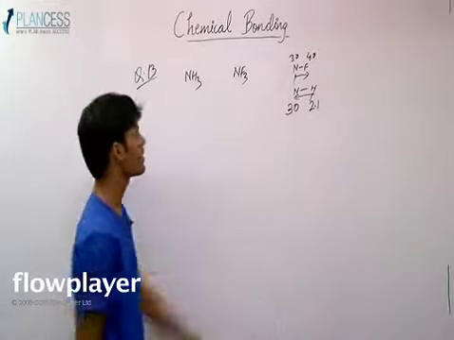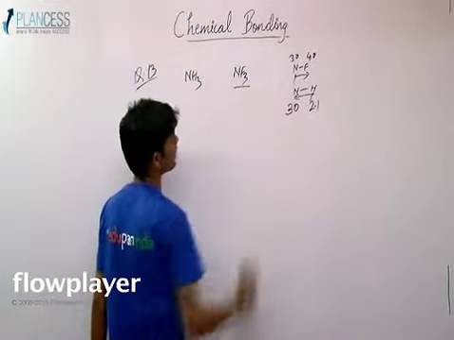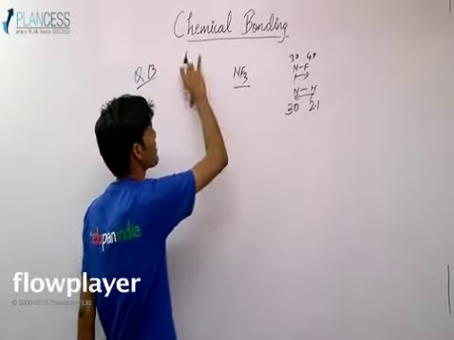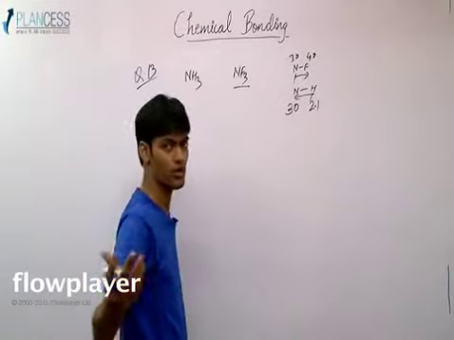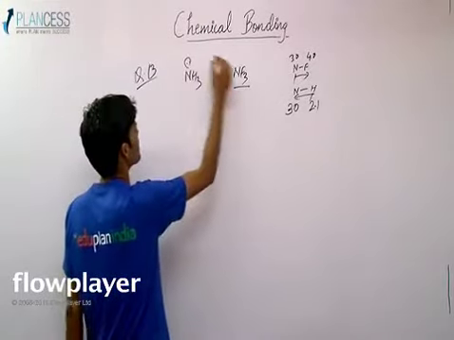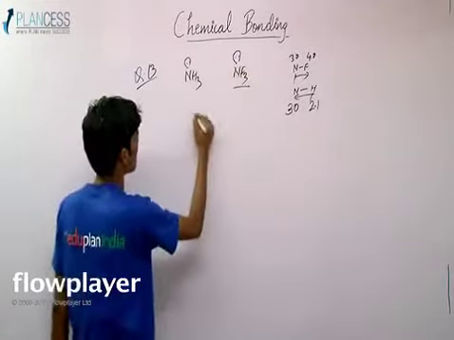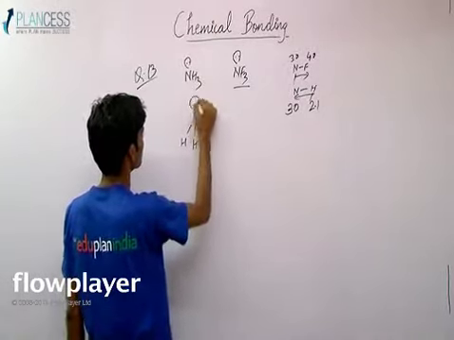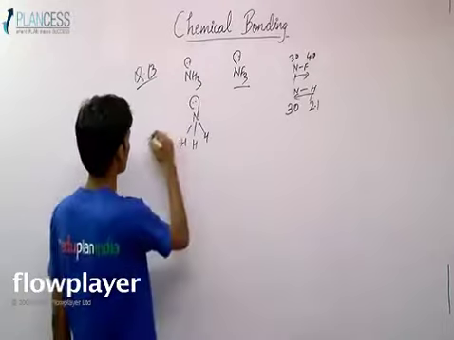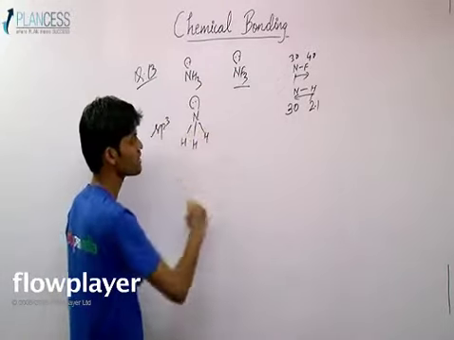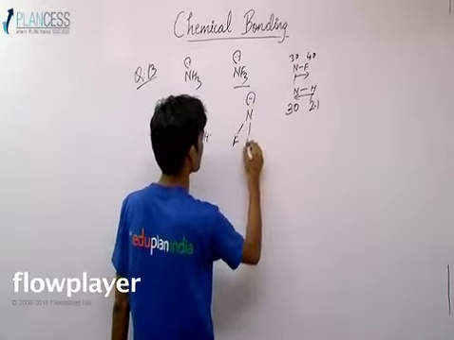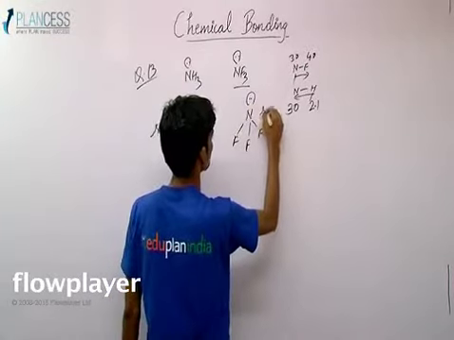But it is observed that the dipole moment of the NF3 molecule is less as compared to the NH3 molecule. So what would be the reason for that? First I will say what is the hybridization. NH3: 3 bond pairs, 1 lone pair, sp3 hybridization, pyramidal in shape. NF3: 3 bond pairs, 1 lone pair, sp3 hybridization, pyramidal in shape.